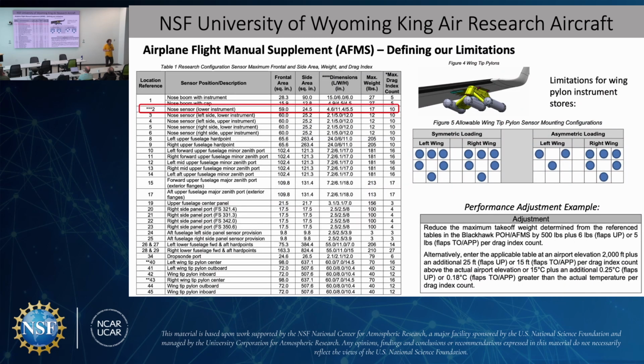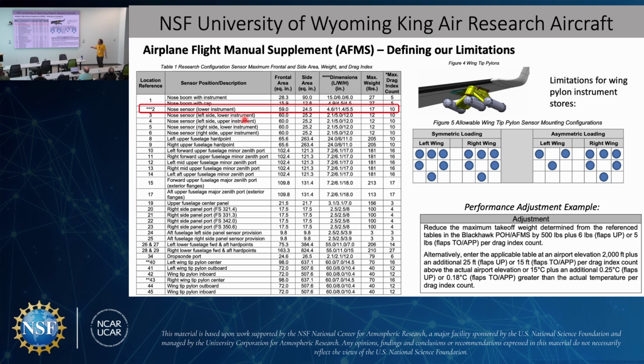So here's an example from our flight manual supplement that helps define our limitations. This chart on the left-hand side shows 40-some odd different locations on the outside of the aircraft, and I highlight just one of them. This is at the base of the nose sensor.